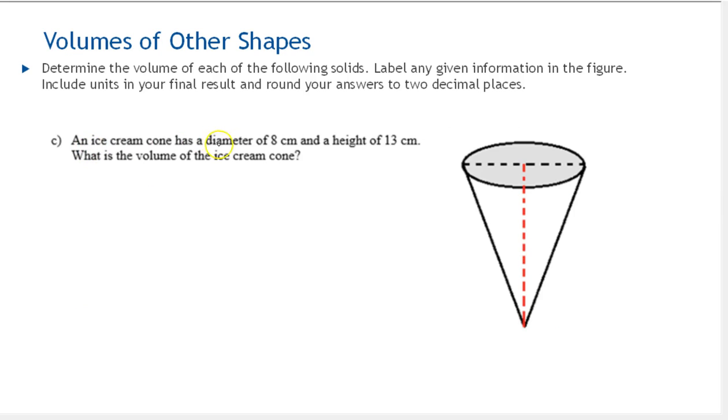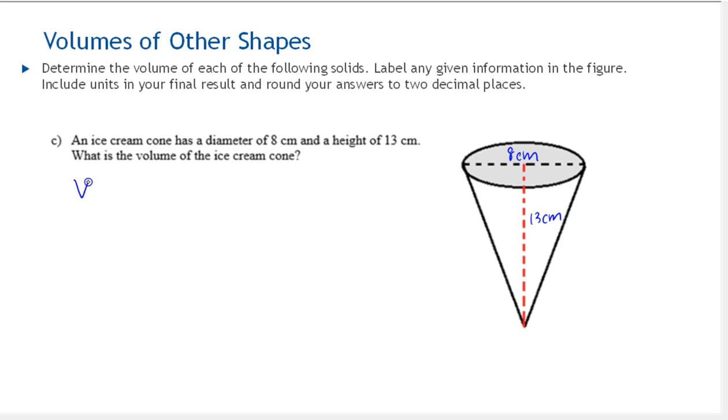Let's look at the last one. An ice cream cone has a diameter of 8 centimeters and a height of 13 centimeters. What is the volume of the ice cream cone? So here's our ice cream cone. It says the diameter is the circular part at the top of the cone. This is 8 centimeters. So I'm going to put this right in the center. Okay. And the height, which is the red part, which goes from the center of the base straight up to the apex, is 13 centimeters.